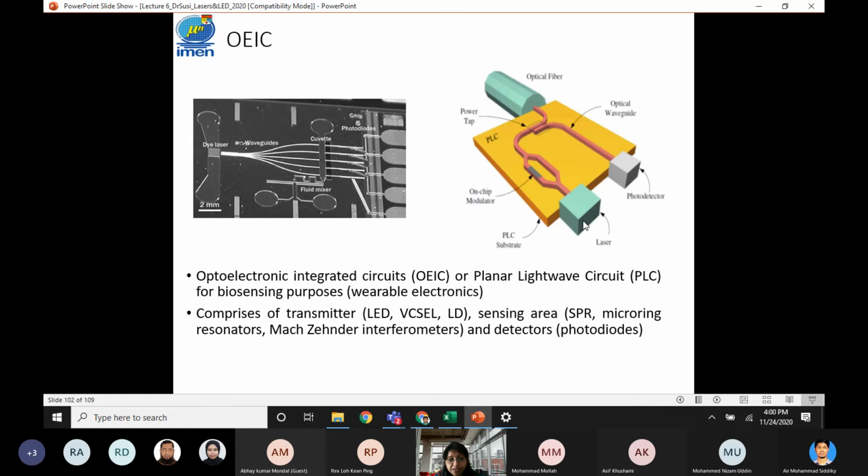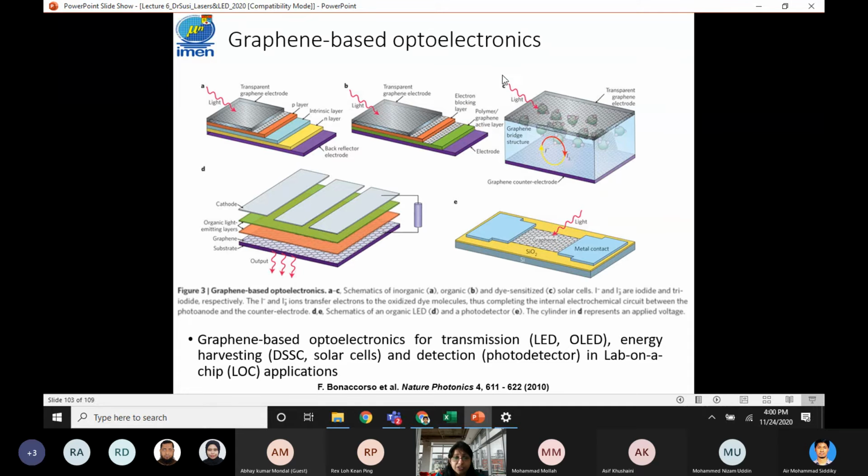So you can use an LED, VCSEL or LD. The sensing area can be SPR, a microring resonator or a Mach-Zehnder interferometer, and there is also a detector comprising a photodiode. Okay. Graphene-based optoelectronics. Graphene is becoming a popular material for optoelectronic applications: for transmission, for LED, OLED, for energy harvesting, for DSSCs, for solar cells, and also for detection. Basically detection in a lab on chip, right? On the chip itself. You can read up further from this Nature Photonics paper.